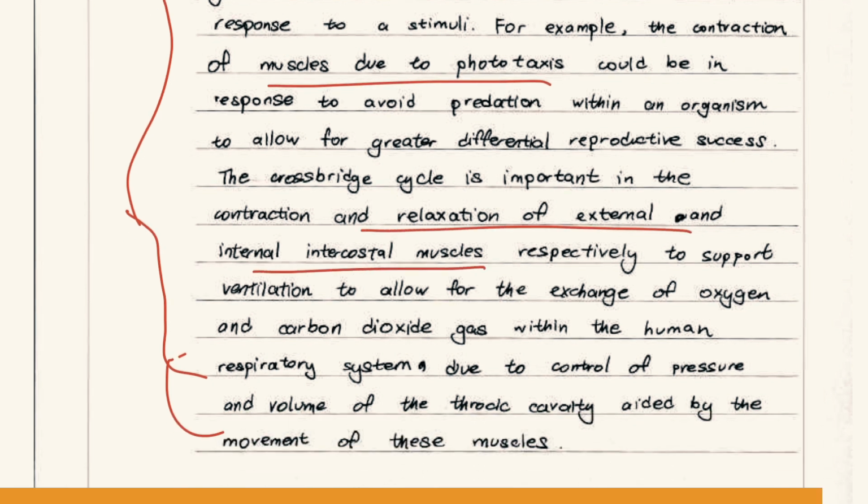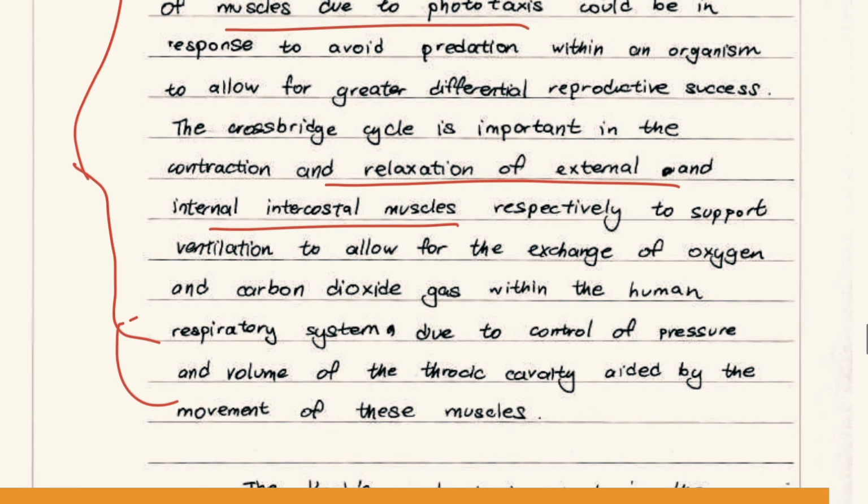So here I might fall into the trap of talking about GCSE stuff in regards to carbon dioxide and oxygen diffusing in and out, but I make sure I do sort of link it to A-level level. So I talked about the control of pressure and volume in the thoracic cavity aided by these muscles. I mentioned the control of pressure and volume in the thoracic cavity, to make sure I level up and include a keyword to make sure it's A-level level.